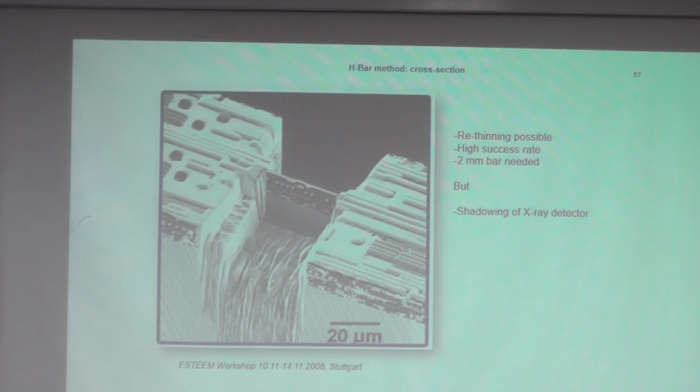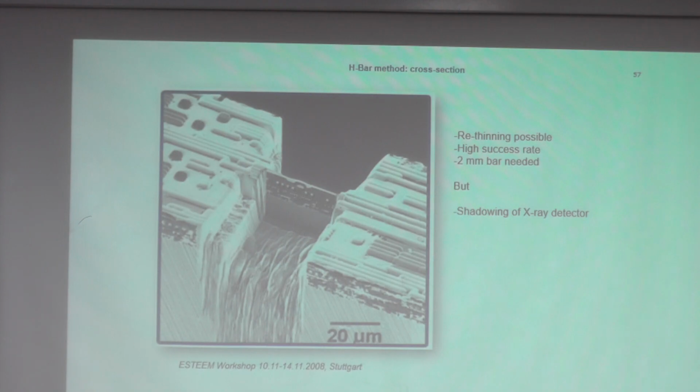Here you have your specimen, and you have two very thick edges on the right and left. You can prepare such samples. You can also refine it if you feel that your specimen is very thick. You can do further FIB milling.